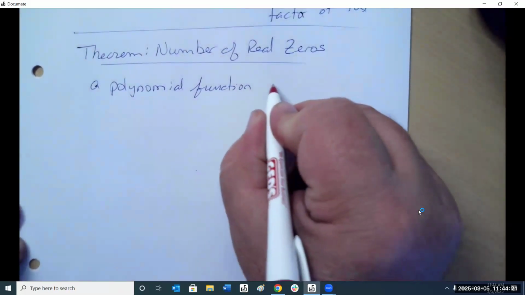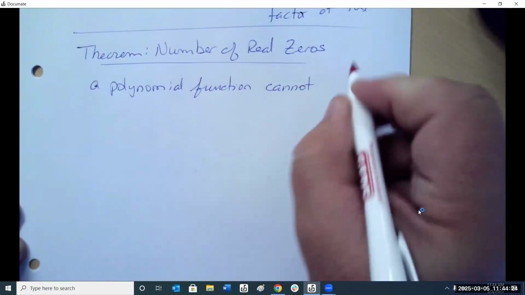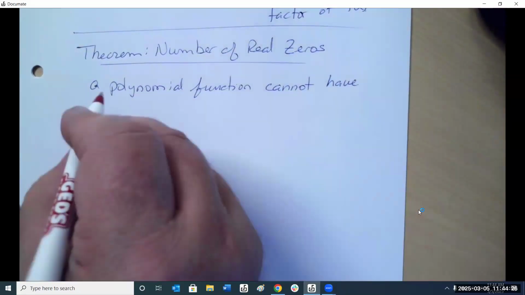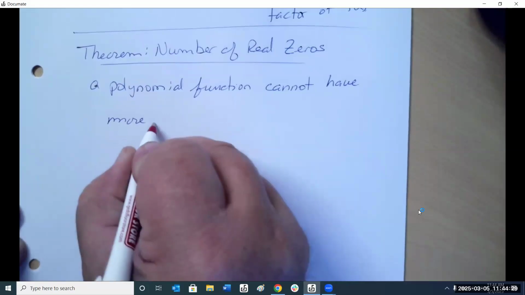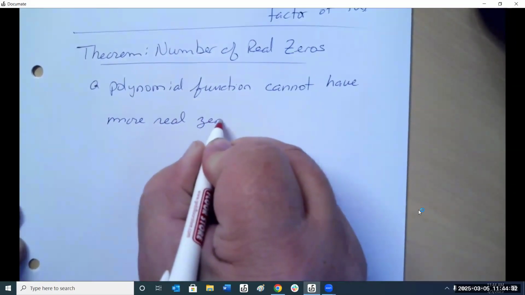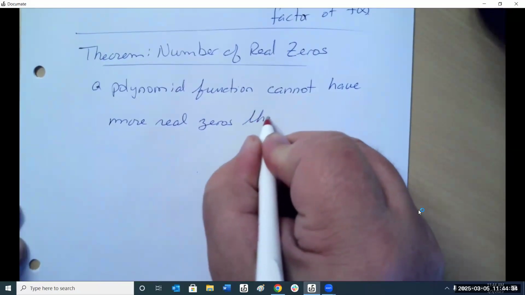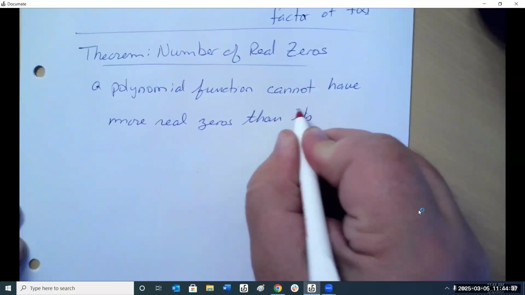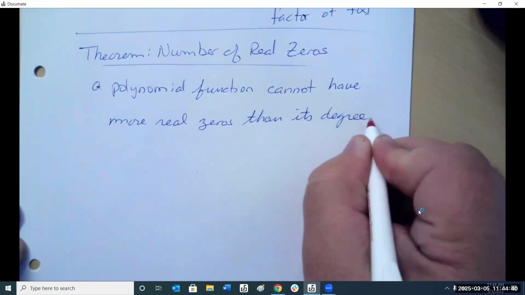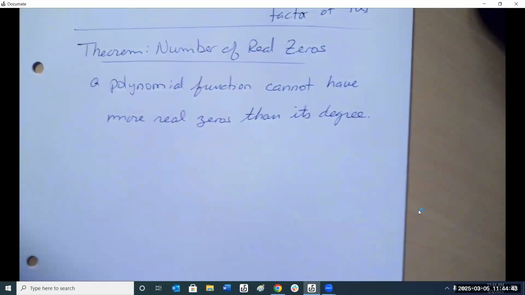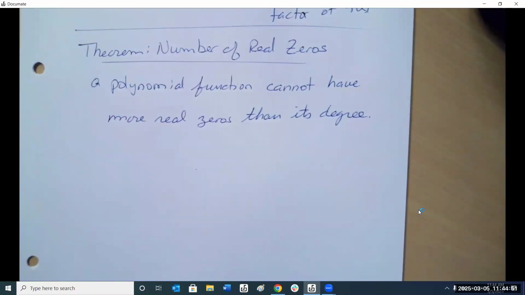A polynomial function cannot have more real zeros than its degree. Yeah, let's go down to all the theorems that they're making us talk about. But yeah, it's duh. I look at the highest exponent, that tells me how many. But it's the most. Does it have to have that many? No. Does it have to have any real numbers? Any real zeros?